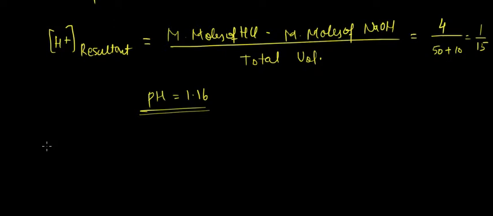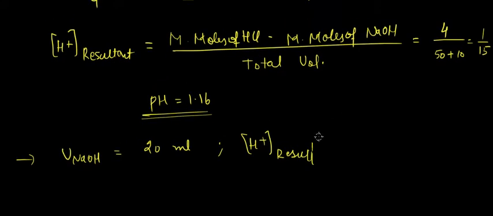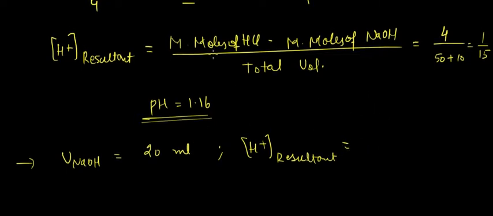Now let's say what happens when the volume of NaOH dropped is increased to 20 ml. So H plus resultant would be how much? It would be millimoles of HCl, which remains constant at 5, minus millimoles of NaOH. Now millimoles of NaOH would be 0.1 into 20, which is 2. Our total volume would be 50 plus 20. So this would be 3 upon 70.